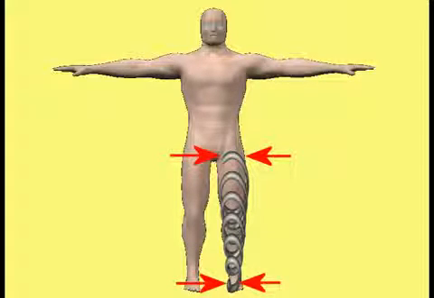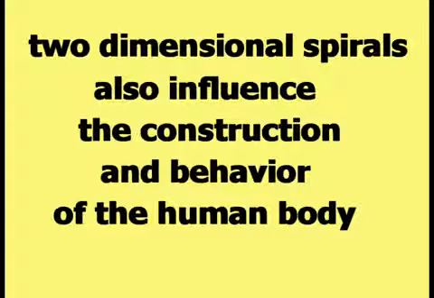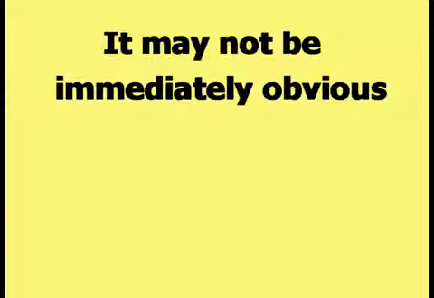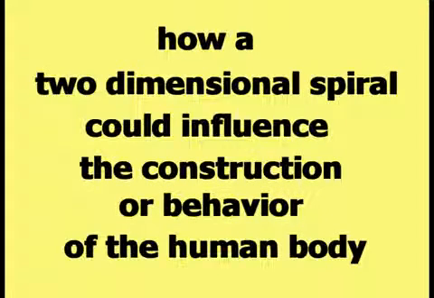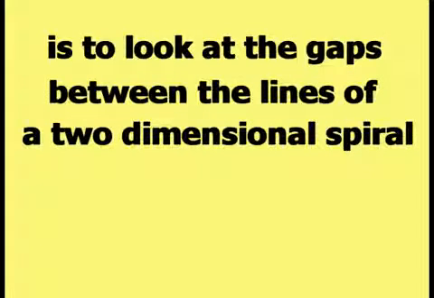According to the spiral view of the human body, two-dimensional spirals also influence the construction and behavior of the human body. This picture shows an example of a two-dimensional spiral. It may not be immediately obvious how a two-dimensional spiral could influence the construction or behavior of the human body. The key to understanding how a two-dimensional spiral can influence the human body is to look at the gaps between the lines of a two-dimensional spiral.